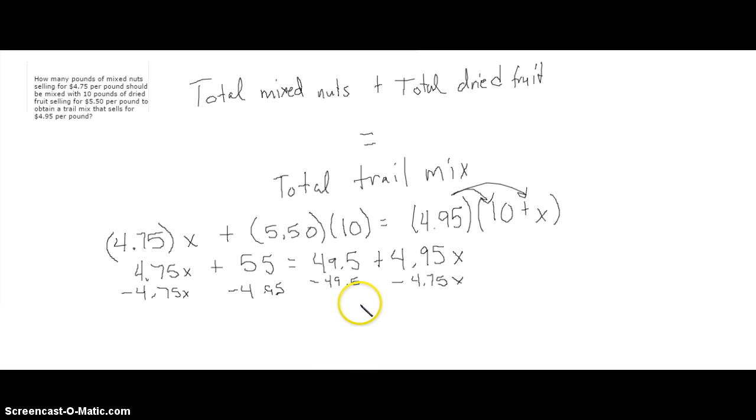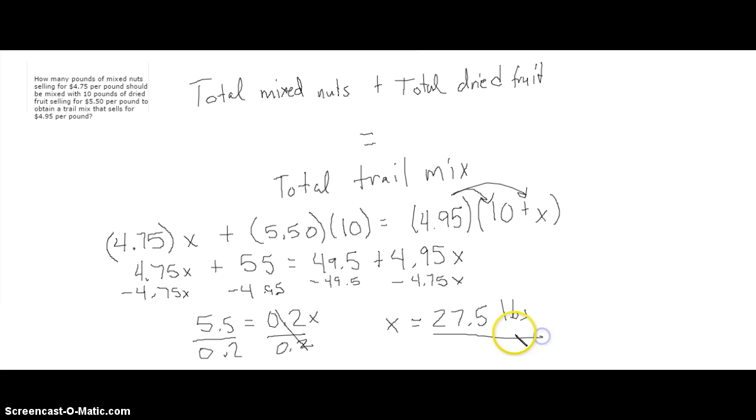let's see, we get looks like 5.5 equals 0.2x. So then we divide both by 0.2. We get x is equal to 27.5 pounds. That's how much. That's how many pounds of mixed nuts I have to put in with the 10 pounds of dried fruit to give me something that's going to cost me $4.95 per pound.